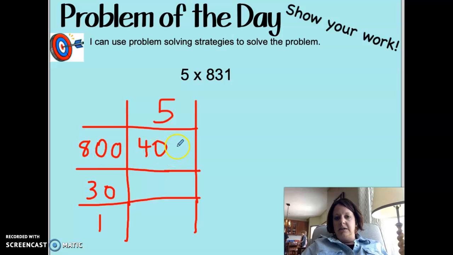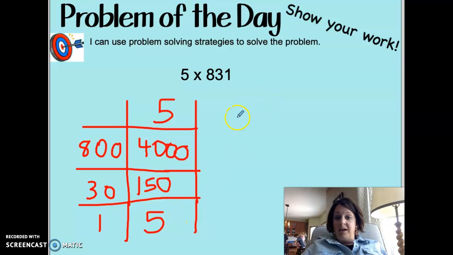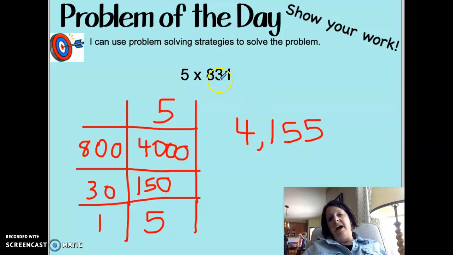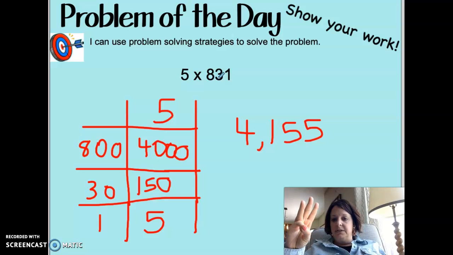Then 5 times 80 is 400. 5 times 800 is 4,000. You are correct. 5 times 3 is 15. 5 times 30 is 150. 5 times 1 is 5. Then all we have to do is add them all up. So we get 4,155. And you should absolutely get the same results if you add 831 plus 831 plus 831 plus 831 plus 831. You should still get 4,155.